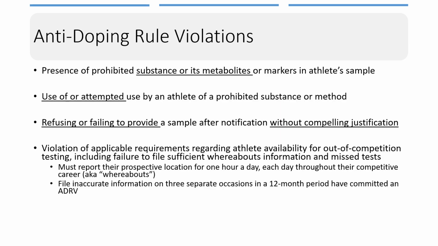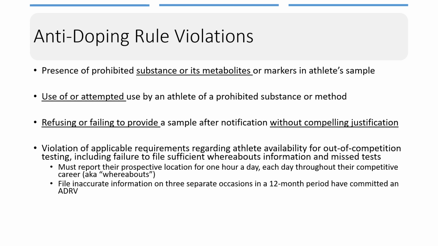Now, actually, for a violation, there are several different scenarios. First of all, this includes the presence of prohibited substances or their metabolites or markers in athletes' samples, as well as any incidents of an athlete's use or attempted use of a prohibited substance or method. Additionally, refusing or failing to provide a sample after notification without compelling justification also constitutes a violation.